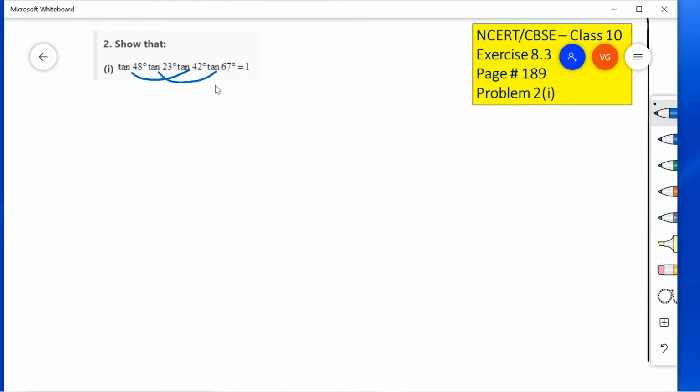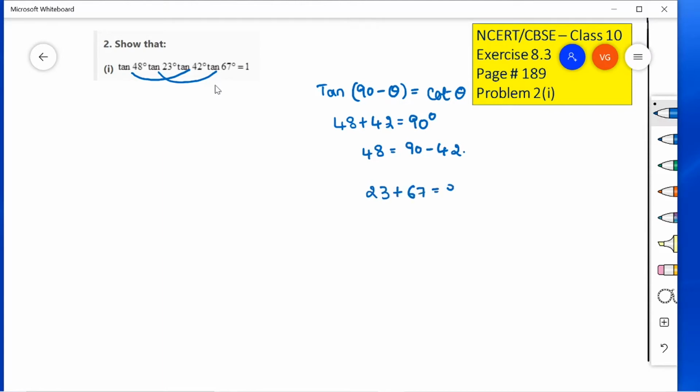That is the complementary pair that we can use here: tan 90 minus theta is equal to cot theta. That is tan and cot are one complementary pair. And 48 plus 42 is 90 degree. That is, I can write 48 as 90 minus 42. Similarly, 23 plus 67 is another complementary pair. Again, I can write this 23 as 90 minus 67. Right? So now we can start doing the problem here.